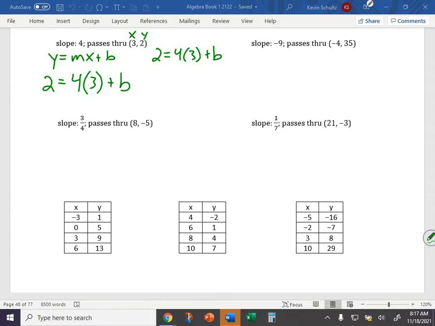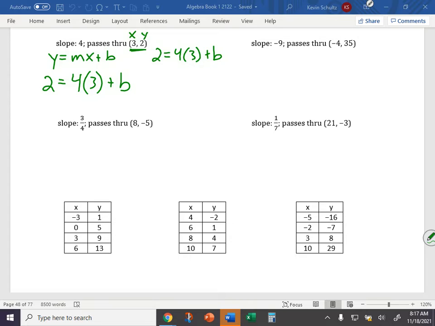Okay, Ellen, let's work through this together. What would your first step be to solve for b here? I took these numbers here, 3 and 2, and plugged them in for x and y in the equation, along with my slope. So how would I solve this now? Ellen, what would my first step be?